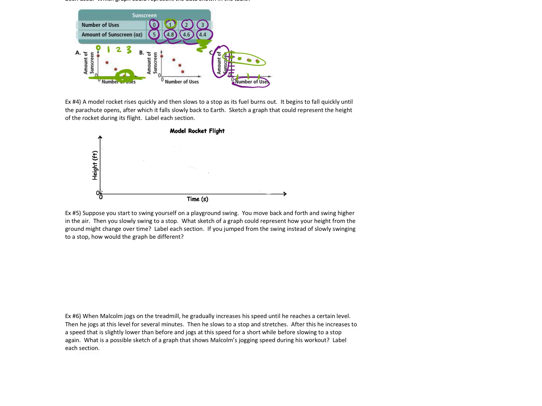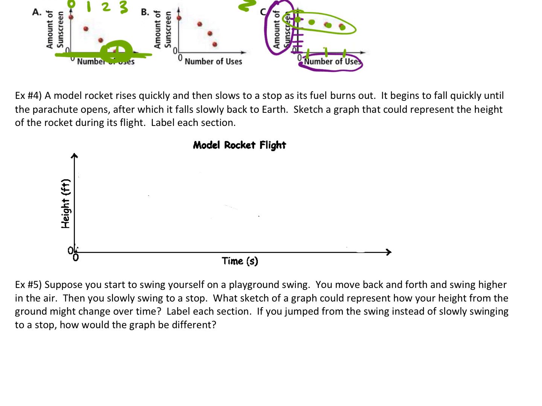We're good. Okay, so example 4, it says a model rocket rises quickly, and then slows to a stop as its fuel burns out. It begins to fall quickly until the parachute opens, after which it falls slowly back to Earth. Sketch a graph that could represent the height of the rocket during its flight.